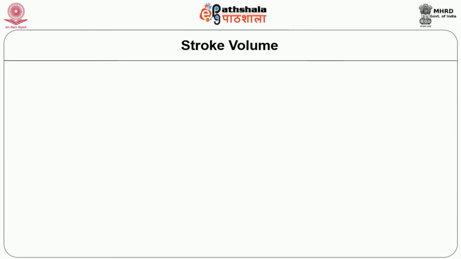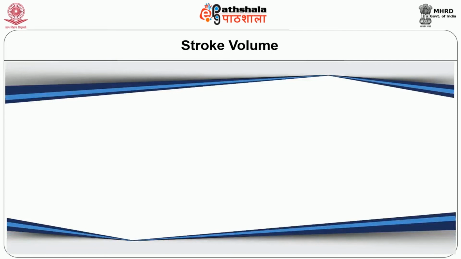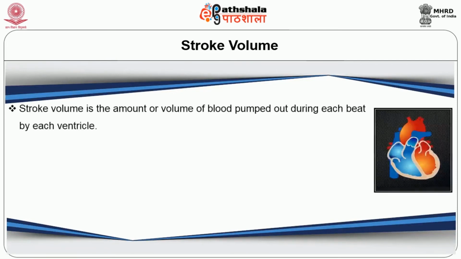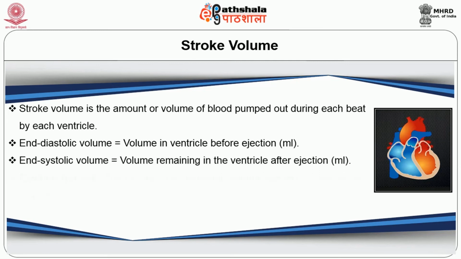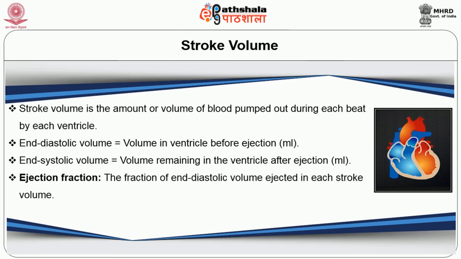Now we will see the third factor that will increase the cardiac output: stroke volume. Stroke volume is the amount or volume of blood pumped out during each beat by each ventricle. End diastolic volume is the volume in the ventricle before ejection, in milliliter. End systolic volume is the volume remaining in the ventricle after ejection, in milliliter. Ejection fraction is the fraction of the end diastolic volume ejected in each stroke. The normal stroke volume is 70 ml.